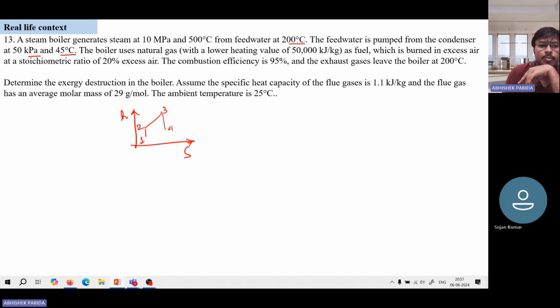For only the boiler you have to calculate, not for all this combustion chamber, natural gas and all. Only for the boiler it is asking. Try to solve this question. Otherwise, I will be sharing the answer for this in the next class, or I'll upload the solution. Same steps: just calculate delta S gen. It will be something like S2 minus S1, and then just multiply it with T naught. You'll get it.